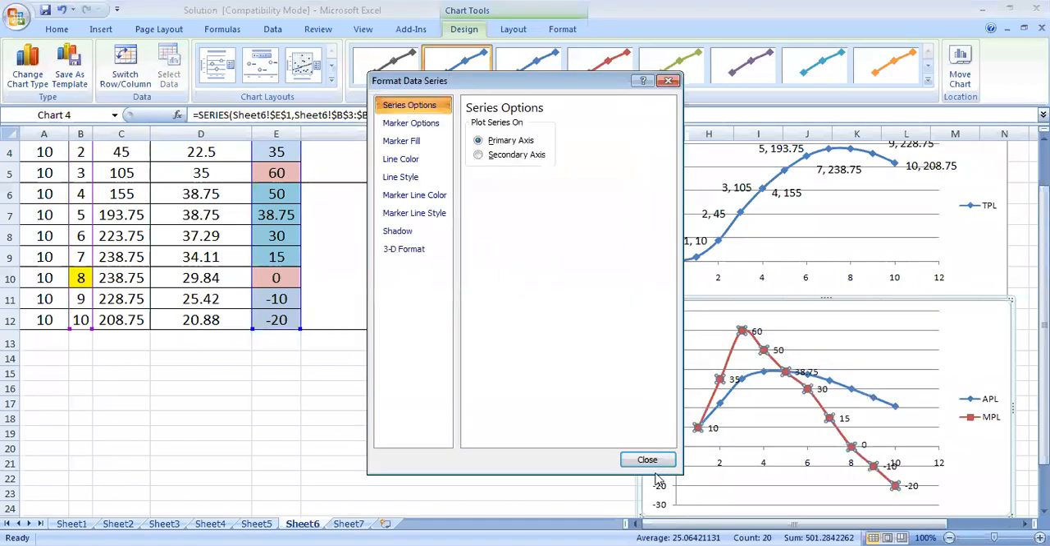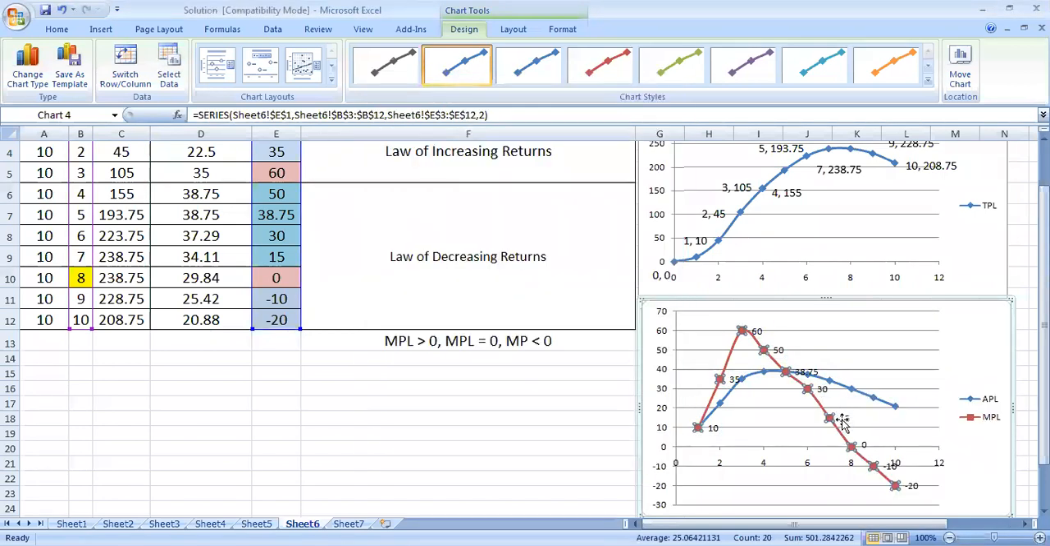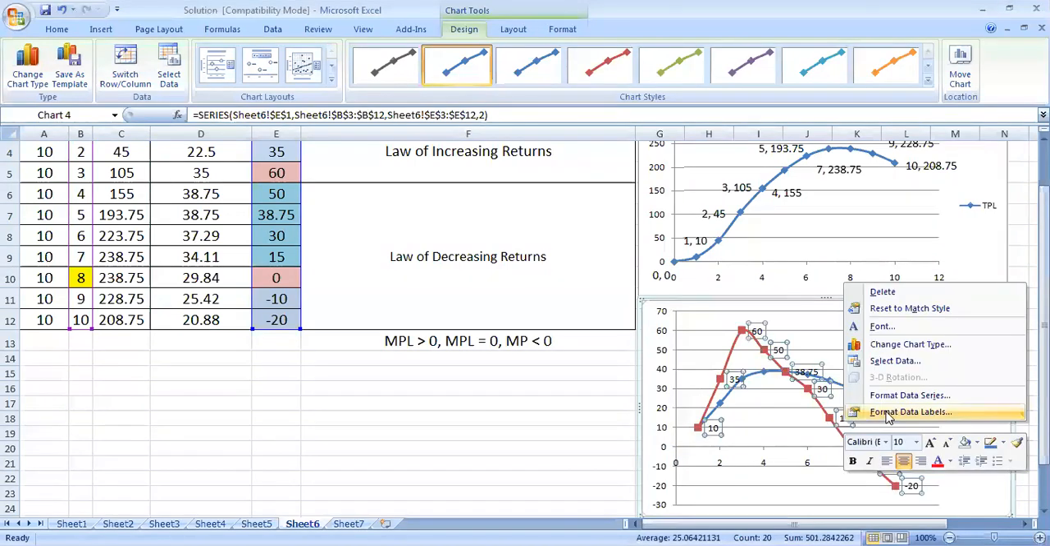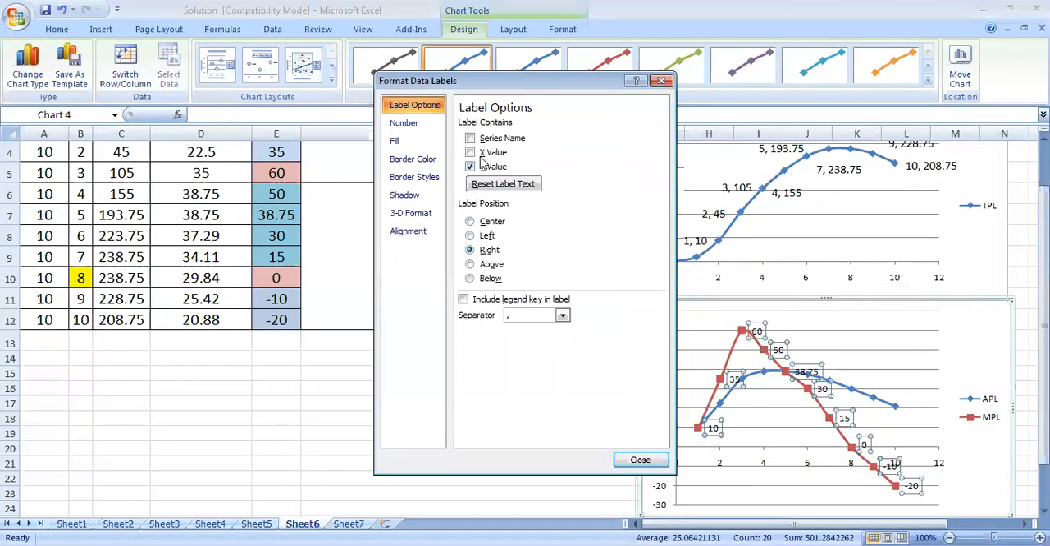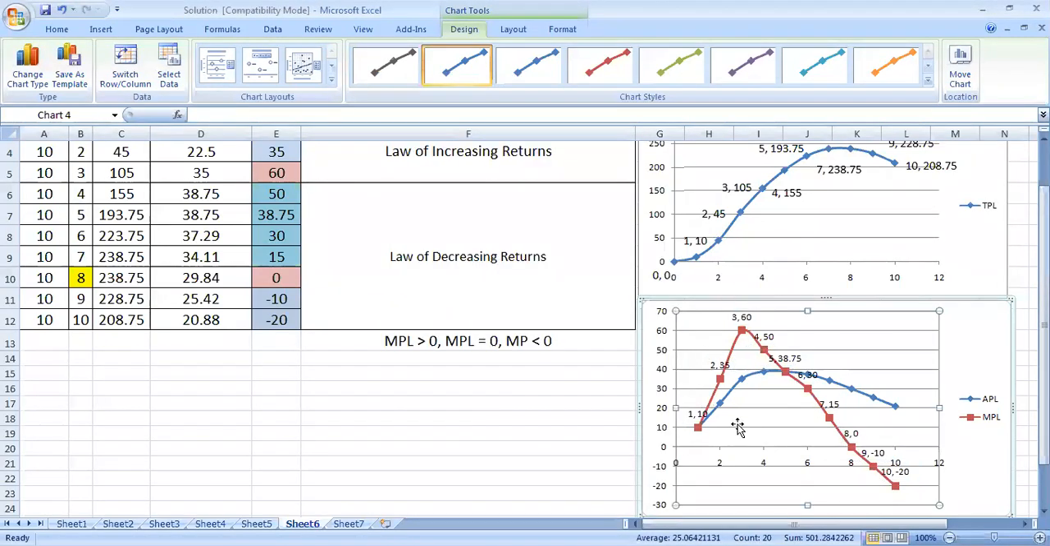Format data series, no. Format data labels. Let me add the X values as well, above or below. If I could go below, above, okay. Let me just press OK. Now just look at the values.